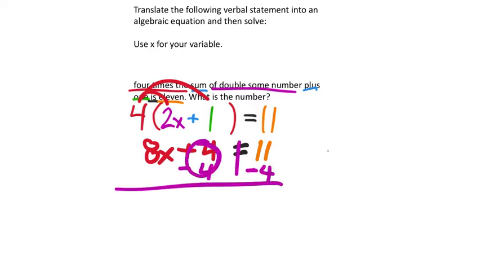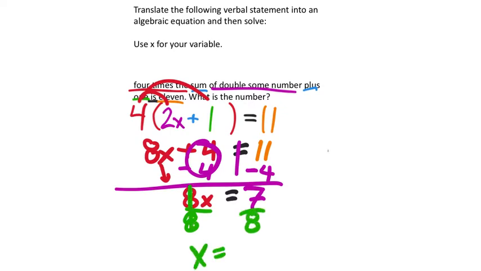Zero that out just like it did. We'll drop the 8x, which now equals 11 minus 4, 7. And then divide both sides by the coefficient, 8, to make it a phantom 1. Phantom 1x equals 7/8.